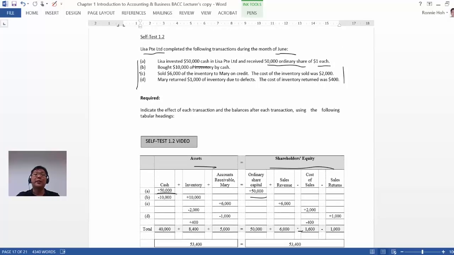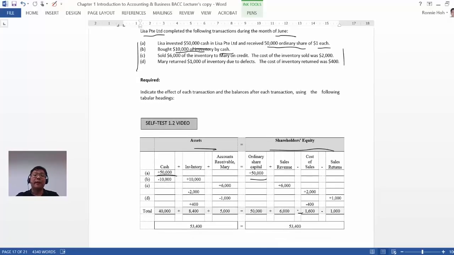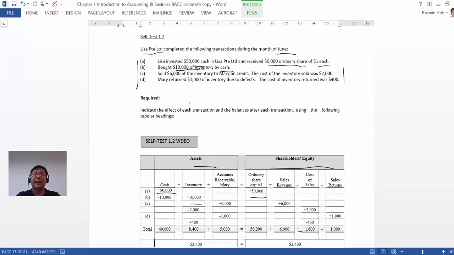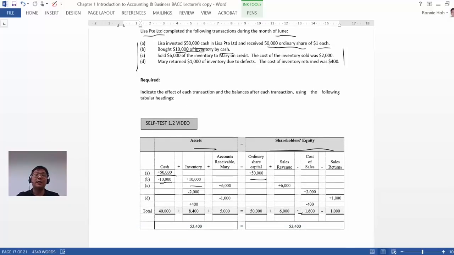Now going to transaction B. In transaction B, we bought inventory of 10,000 by cash. Since we buy inventory, inventory will go up. So look at the inventory account: the asset goes up, which means plus $10,000. But at the same time, we give cash, right? So our cash, which is an asset to the business, will therefore decrease by $10,000. So one asset goes up, one asset goes down. The net effect on assets is 0, which means our accounting equation remains balanced.